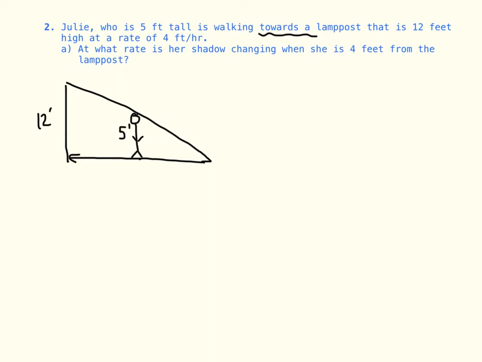So once again, I'm going to call the distance between the lamppost and Julie x, and I'm going to call the shadow, from Julie to the end of her shadow, s. All right, and so we know dx/dt is equal to 4 feet per hour. Okay, so now what is it they want? At what rate is her shadow changing? So the shadow, not the tip of the shadow, just the shadow, when she is 4 feet from the lamppost. So x here is 4 feet. So they want ds/dt.